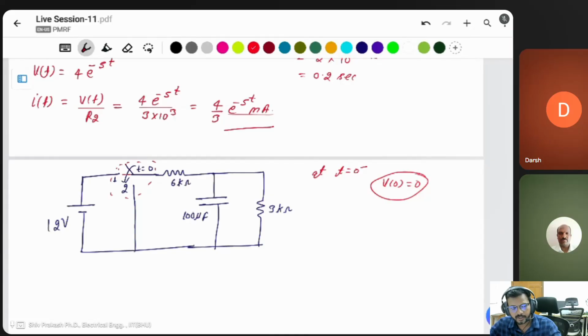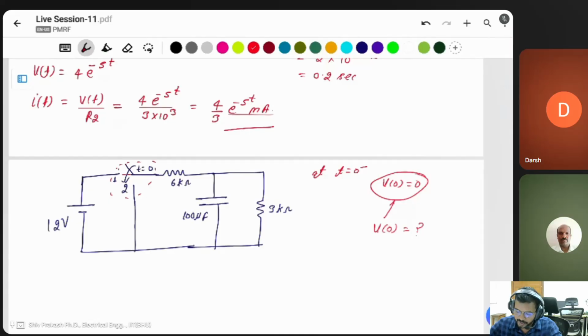Simply check whether a source is available in the circuit before t is equal to 0. If voltage or a source is available before t is equal to 0, then you have to find the initial voltage and initial current. If there is no source, then simply we can write it as 0.